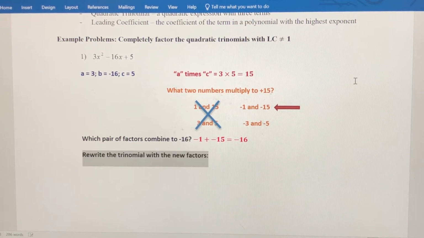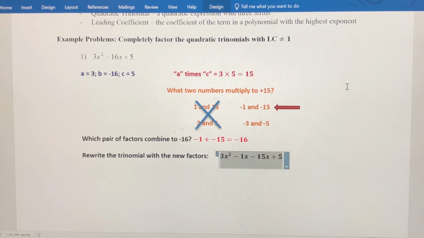So we want to rewrite. We're going to break negative 16x into parts using these two values, negative 1 and negative 15. So we're going to rewrite it as 3x squared minus 1x minus 15x plus 5. Now, realize this is equivalent to the problem we started with. Negative 1x and negative 15x combine to negative 16x. So we haven't changed anything about this other than what it looks like.